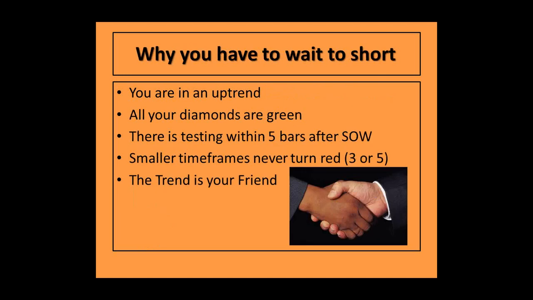You're in an uptrend. You want to trade in harmony with the trend. All your diamonds are green in your 15-minute, your 30-minute, and your 1 hour. If there's testing within 5 bars after the sign of weakness, then that means that they're not quite ready to bring it down. What they're doing is the no demand, it goes up and it fails a little bit, and the volume's lower. If all of a sudden you start to see testing, like a sign of strength, you basically know that they're testing for more supply, and it's going to keep going up.